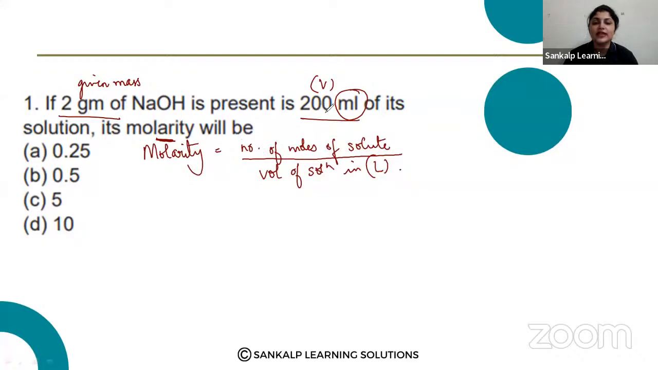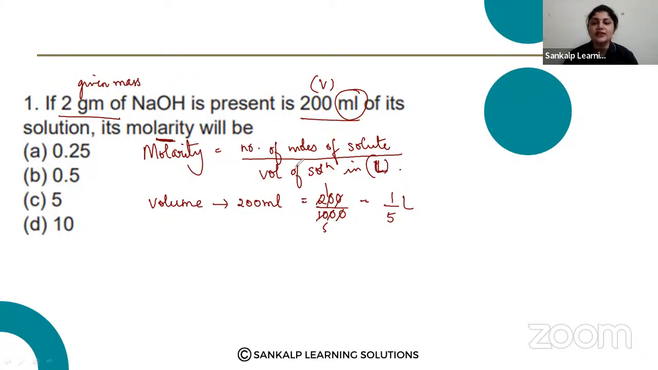First we'll convert the ml. The volume is given as 200 ml, and we have to convert it into liters. So what you have to do is 200 divided by 1000. 2 ones are 2, 2 fives are 10, so this comes to 1/5 liter. So this is the volume which we are getting.